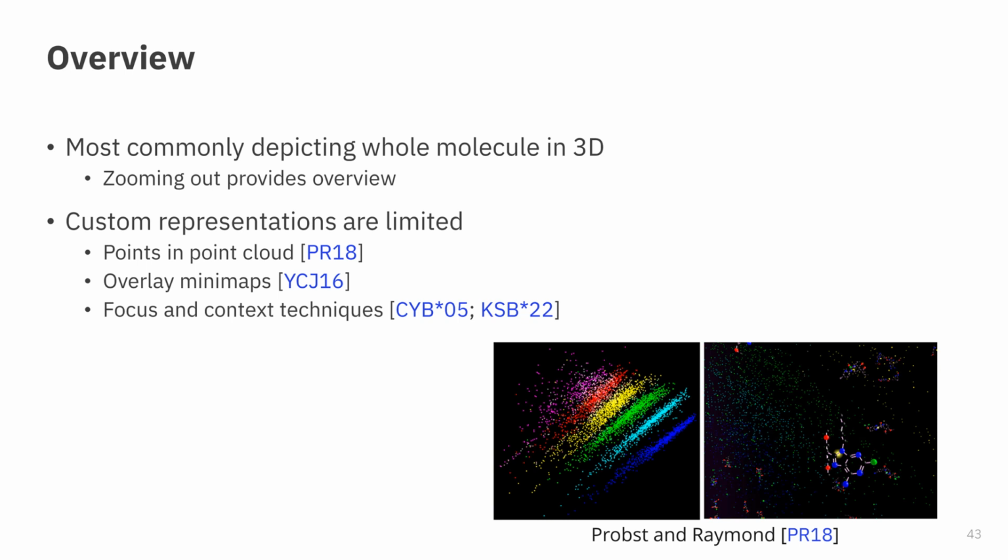Only a few surveyed papers provide representations tailored explicitly for overview purposes. These include the work of Probst and Raymond, who depict molecules as single points in a point cloud and show the actual molecules only when a user is close enough. Other approaches include overlay minimaps, autofocus and context techniques.